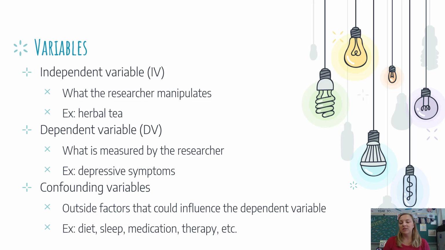When we are carrying out research, we do need to be aware of confounding variables. Confounding variables are outside factors that might influence that dependent variable. So in our study, some examples of confounding variables might be the diet that the person already has, maybe the sleep that they get, the medication that they're on, any therapy that they're in, other social factors, their education level. All of these things could potentially influence the amount of depressive symptoms that someone shows. And so as a researcher, it's important for us to be aware of those.